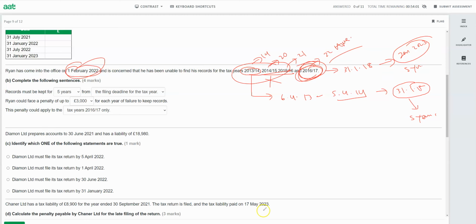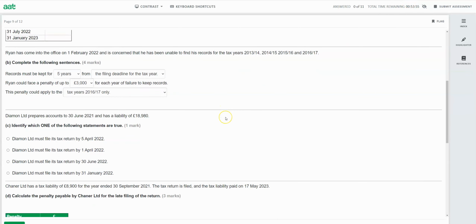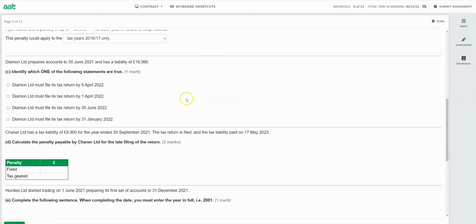All right, the next one we have here says: Delimited prepares accounts to 30 June 2021 and has a liability of 18,980. Identify which of the following statements are true. Delimited must file a return by 5th April. Remember that the filing of the return is quite straightforward. From the day the accounts end, from 30 June 2021, we have 12 months. Simple as this. Within these 12 months you have to submit the return to HMRC.